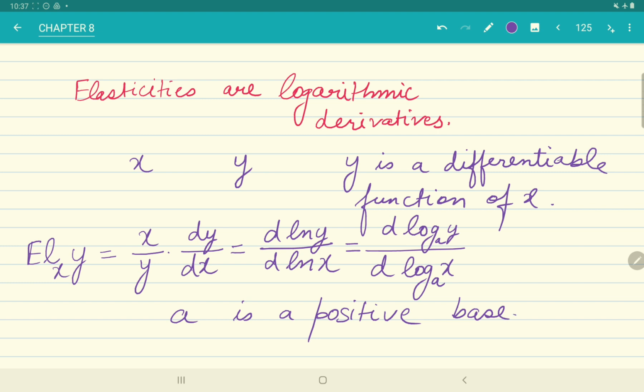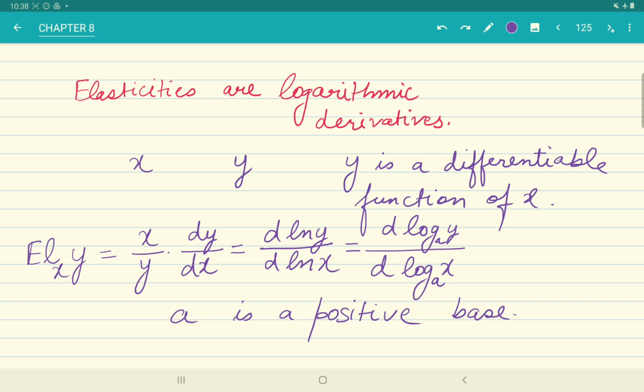So what we see here is that elasticities are nothing but logarithmic derivatives, double logarithmic derivatives. And why did we talk about x and y being two positive variables? Because here we are thinking of ln y and ln x, so obviously y and x have to be positive. Keeping that in mind, if x and y are two positive variables and y is a differentiable function of x, what would the elasticity of y with respect to x be?